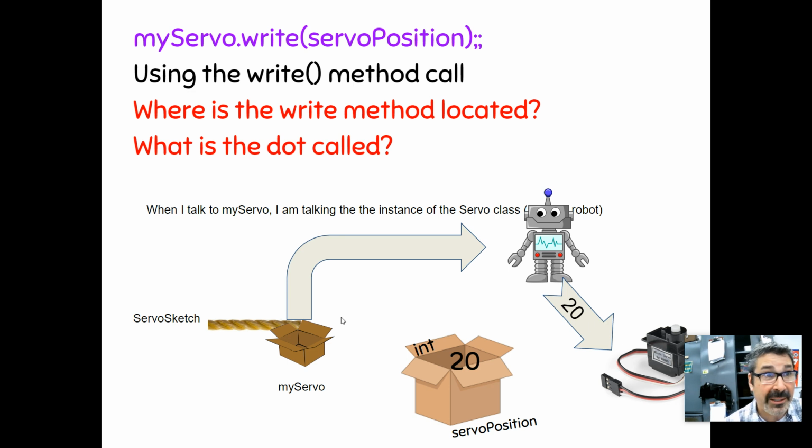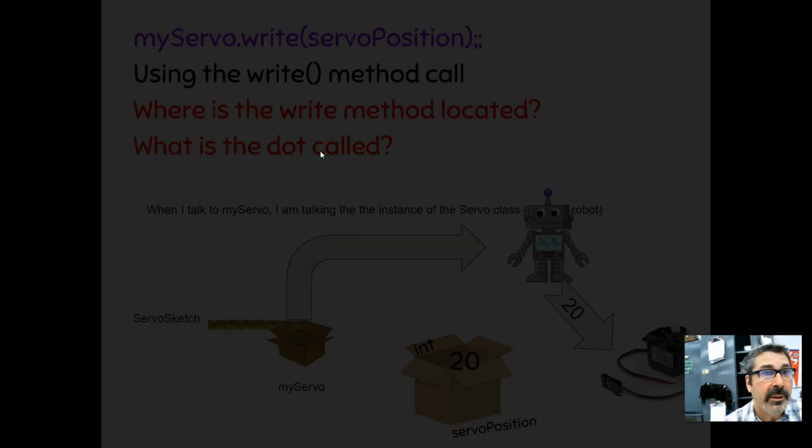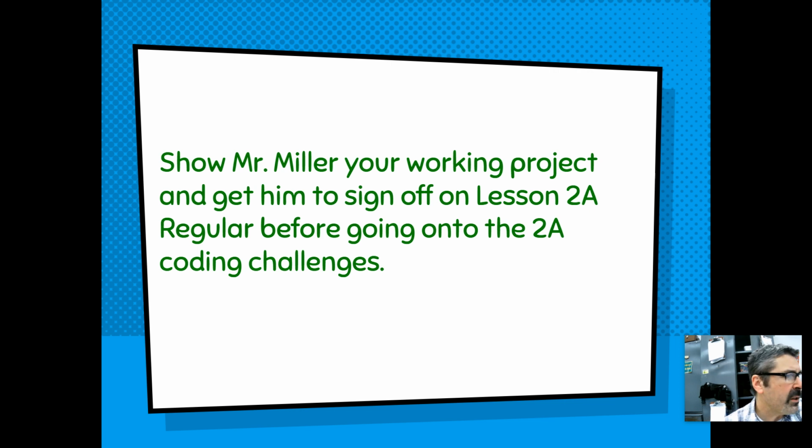The interesting thing is, in this one line of code, we're dealing with an object in a variable, my servo, and then he's using a value in a variable and doing it. Where is the write method located, and how do you know? What's the dot called? If you don't know the answer to that, ask me. I'll tell you in class.